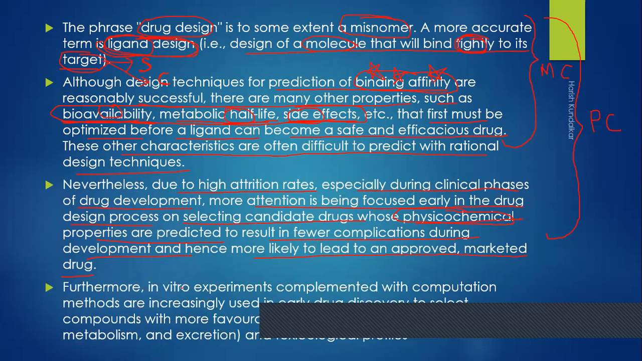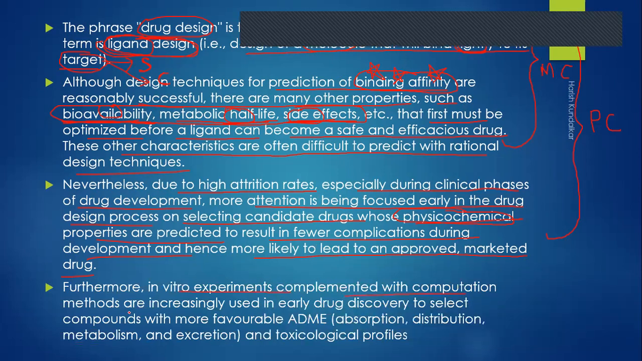Furthermore, in vitro experiments complemented with computational methods are increasingly used in early drug discovery. What does that mean? Once we have designed the drug, we synthesize those molecules and evaluate those molecules. That is in vitro experimentation, and it is used in early drug discovery to select compounds with more favorable ADME and T properties: absorption, distribution, metabolism, excretion, and T for toxicology.